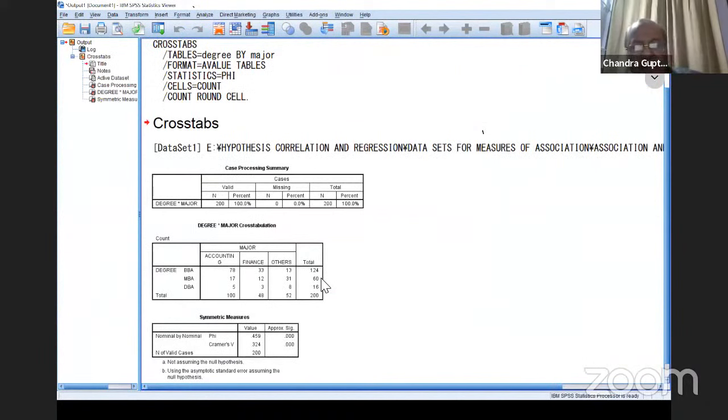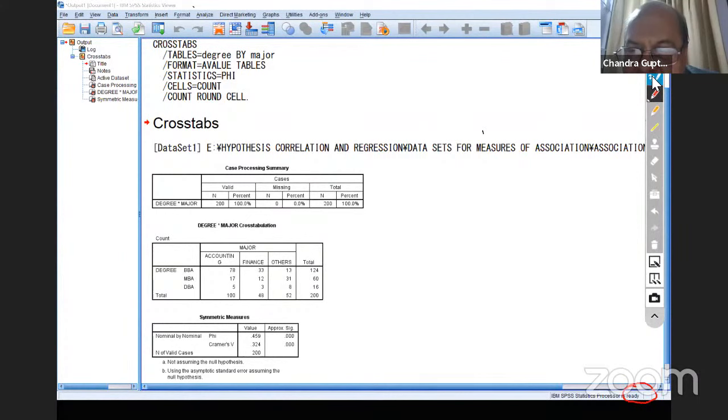Significant. That means what? How do we read this result? There is a very strong relation between the degree a student is having and the choice he is making for the major. And what is that relationship? The BBA people are primarily going for accounting and finance. MBA people are going for others. DBA people are going for others. That you can read from this particular table.